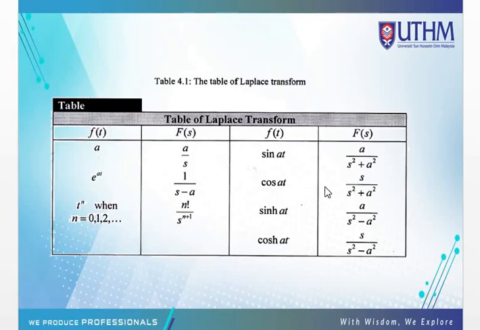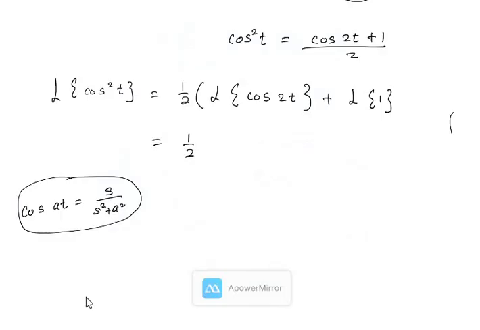you will get cos at is equal to s over s squared plus a squared. Therefore, from here, we can know that a is 2. So based on this, s over s squared plus a squared, a is 2, so 2 to the power of 2, plus the Laplace transform of 1. So 1 is 1 over s. Okay?